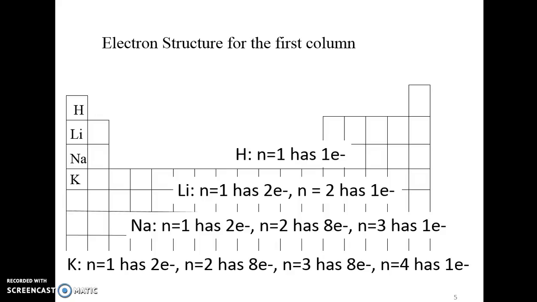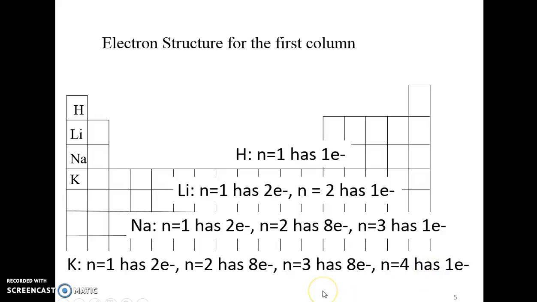Lithium has 3 protons, and so 3 electrons in a neutral atom. Well, where are they? Well, 2 of them are in N equals 1, and 1 is in N equals 2. Sodium has 11 electrons. Where are they located? 2 in N equals 1, 8 in N equals 2, 1 in N equals 3. Potassium has 19 electrons. 2 are in N equals 1, 8 in N equals 2, 8 in N equals 3, and in N equals 4, there's 1 electron.